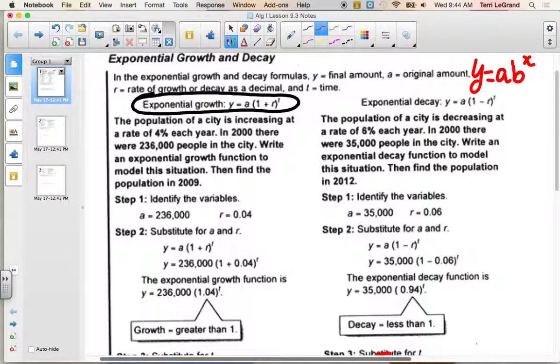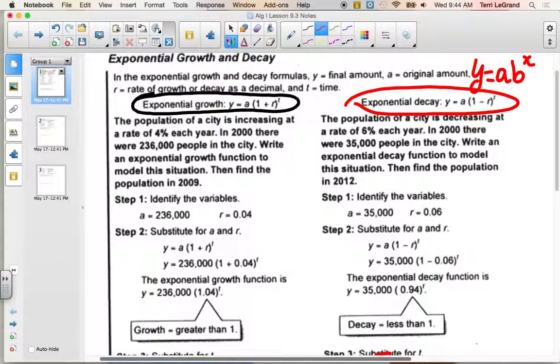We still have a y, we still have an a. Our b is being replaced by what? 1 plus r. And our x is being replaced by t. So our t is really the x value. And so this is just a specialized exponential model. So when we have exponential growth, it's y equals a times 1 plus r to the t power.